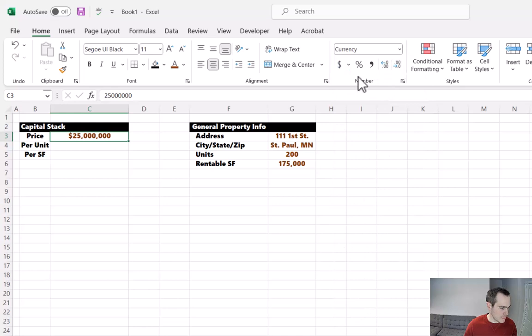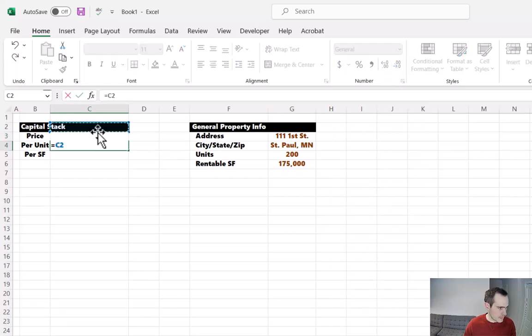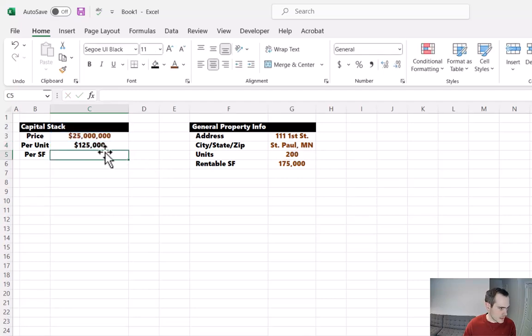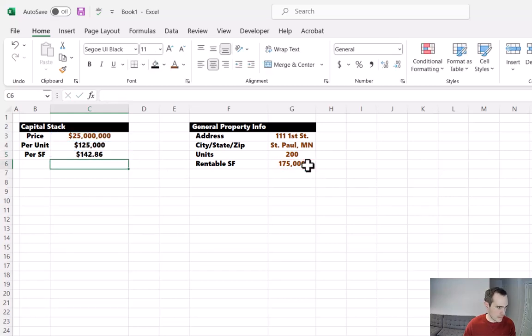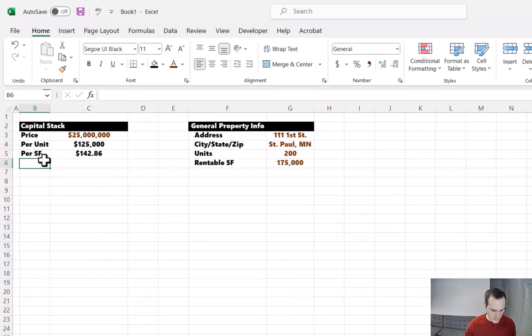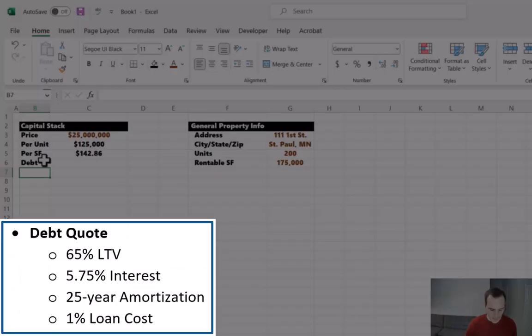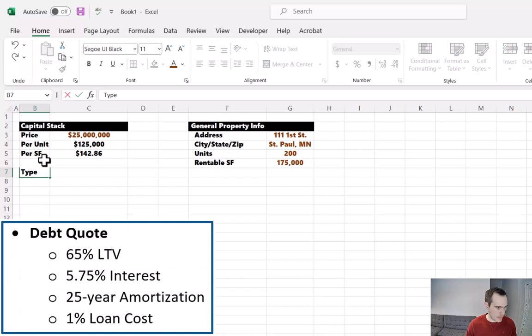Going to be currency, and then the per unit, we're going to take the 25 million, divide it by the 200 units, and then the price per square foot, we'll take the 25 million and divide by the 175,000. And then we have our debt assumptions next. For our debt inputs, we need a few different things.